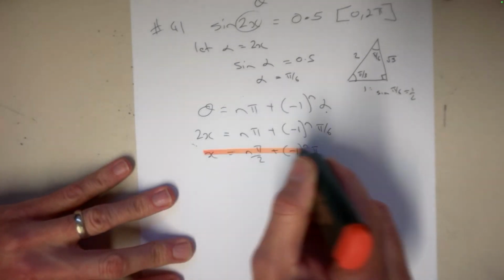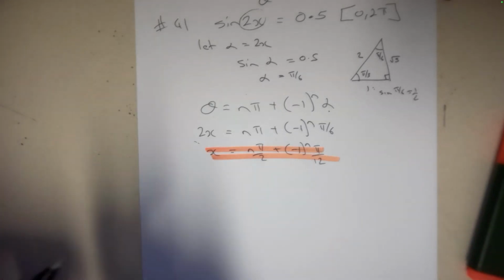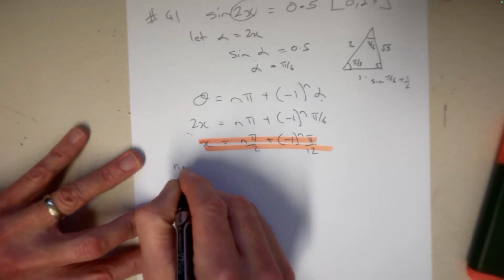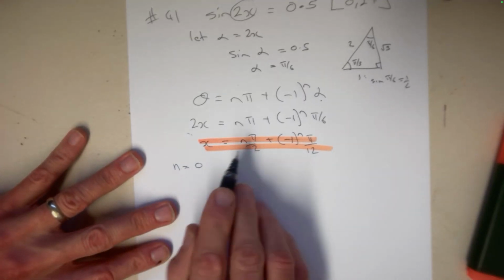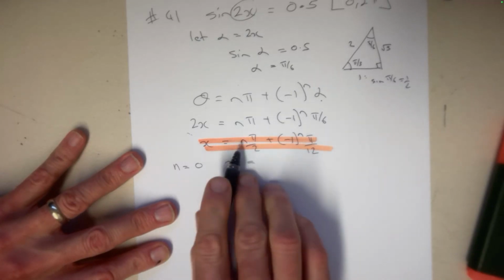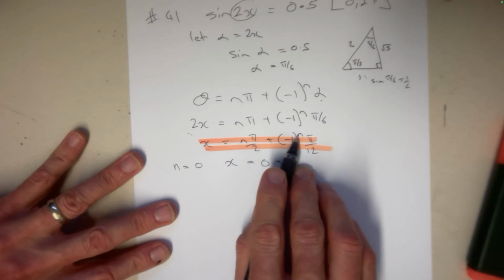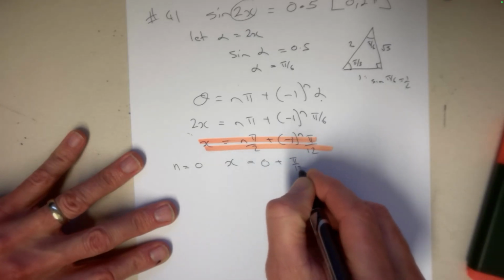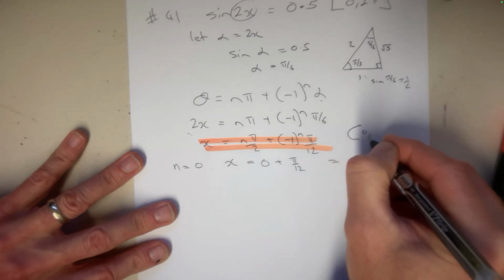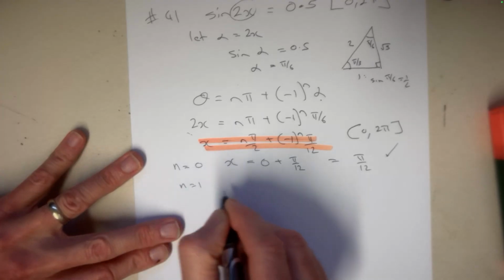So in theory, this thing here can generate all the answers between there and there. So basically, let's say n equals 0. If n equals 0, what does that give you? x equals 0 plus, now, something to the power of 0 is 1, so the answer is pi over 12. That is one solution right there. It is pi over 12. And does it fit between 0 and 2 pi? Yep.